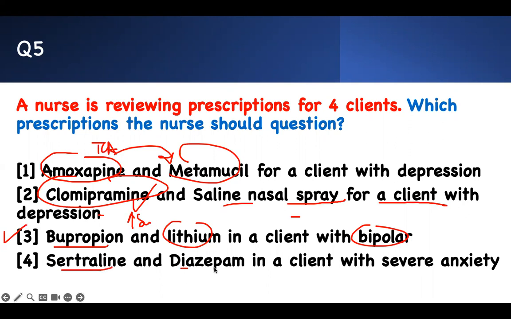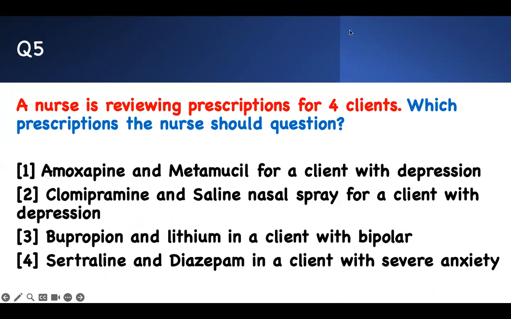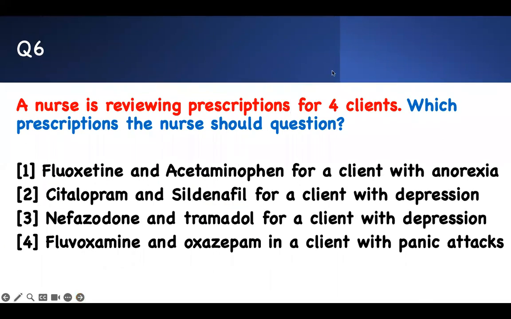An SSRI can be combined with benzos to help with anxiety. So this is a good treatment. So 3 is the problem. That's the way you do this kind of question. See if the combination makes sense, and if you have any issue about it, just question that.